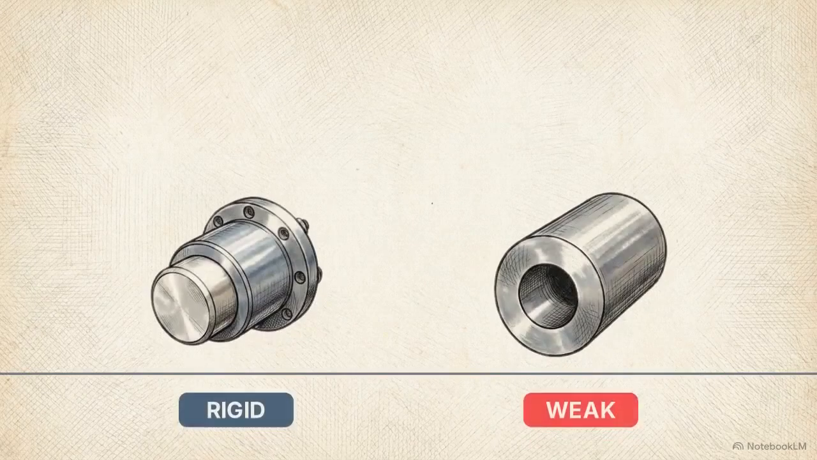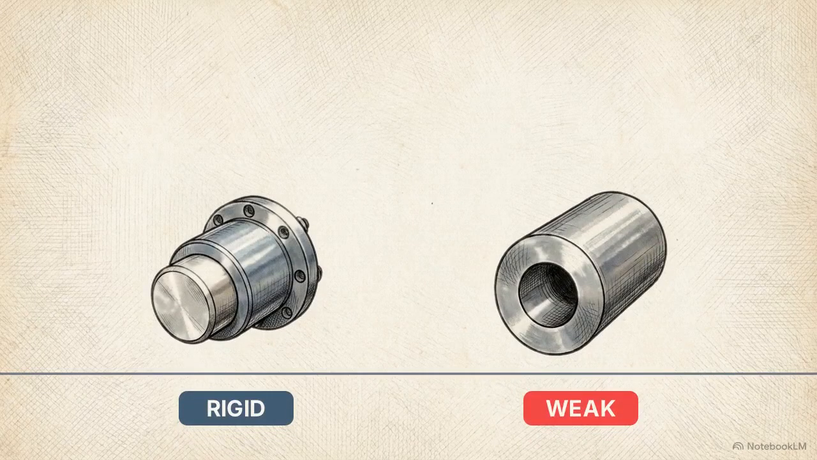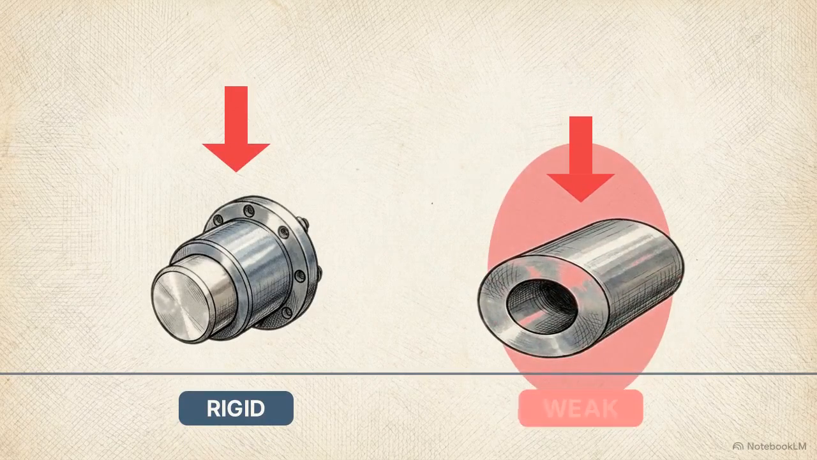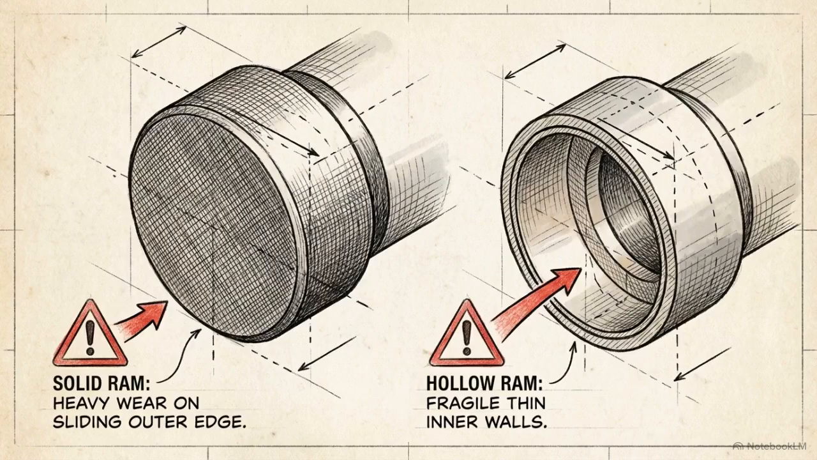However, this method requires a hollow ram for the extruded part to exit through. This presents a structural problem. A hollow ram is far less rigid than a solid one. This makes machine design a strict compromise. Engineers either accept massive frictional power loss or sacrifice the equipment's structural stability.